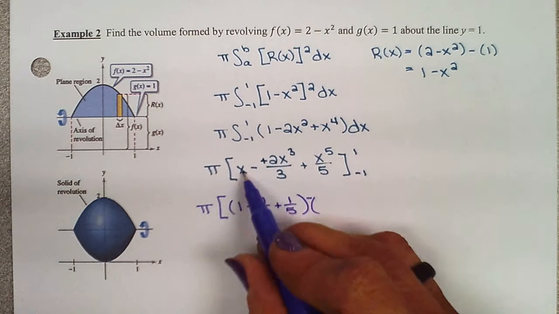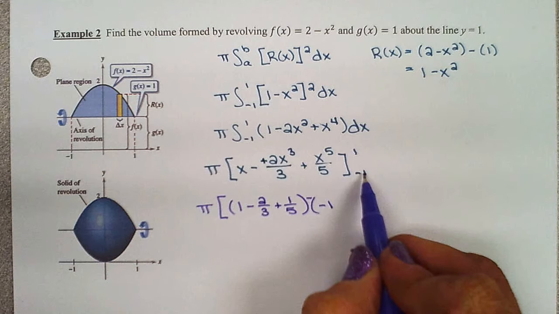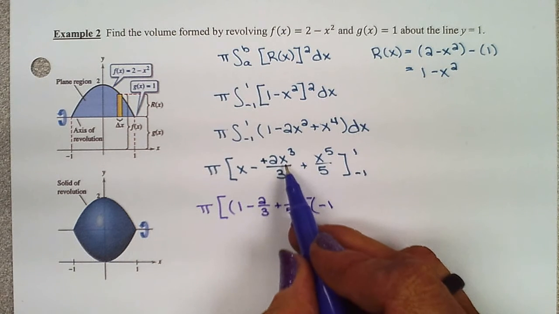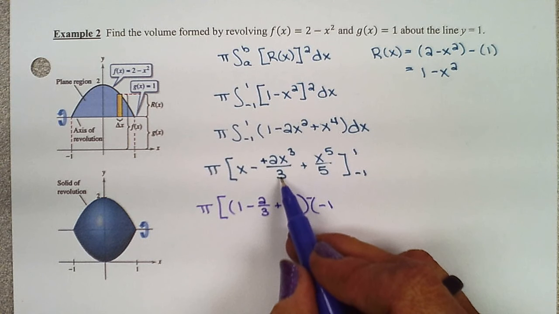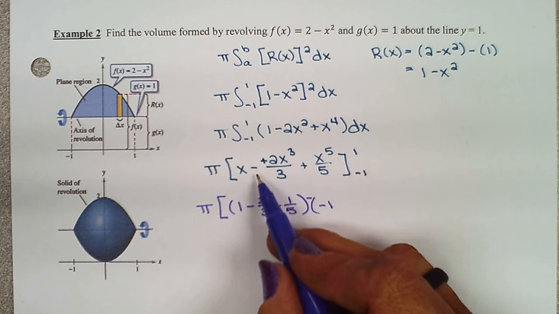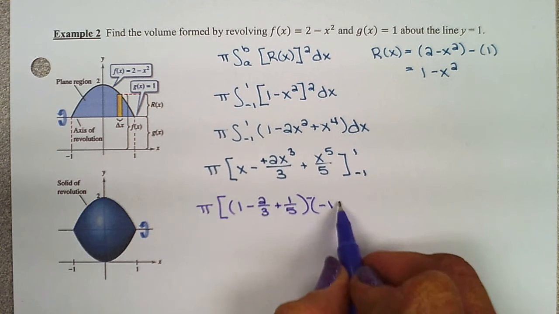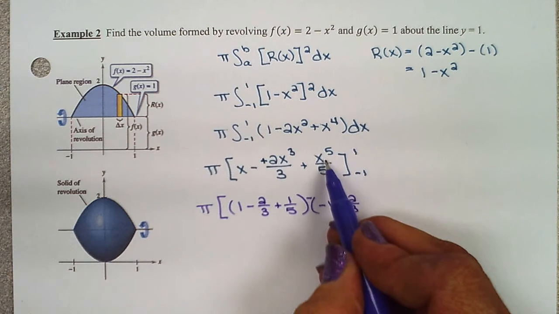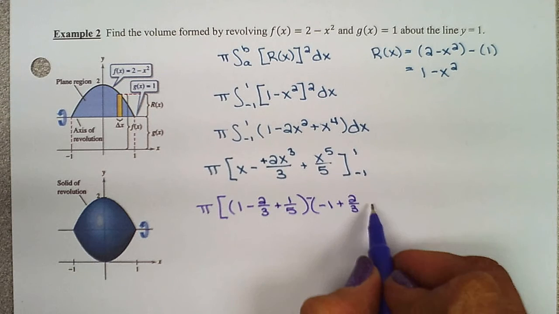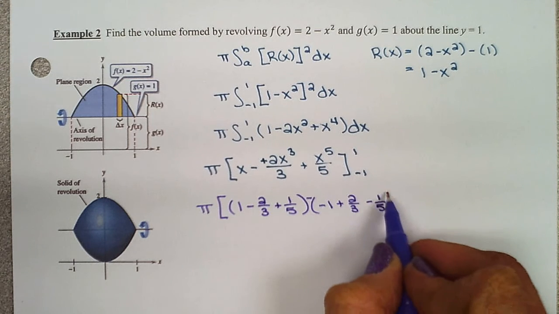Here, when I plug in a -1, I just get a -1. Here, when I plug in -1 into x cubed, I'm going to get a -1 times the 2 is a -2 over 3 is a -2/3. But there's this minus here, which is going to make it a plus 2/3. And then here, when I plug in a -1 into an x to the 5th, I'm going to get a -1 and then over 5, so minus 1/5.